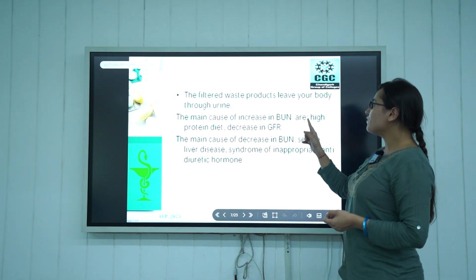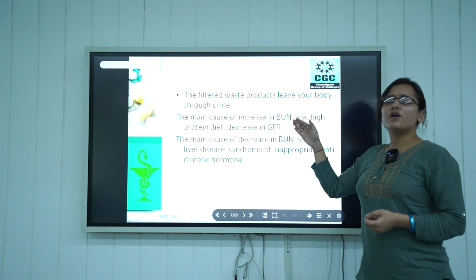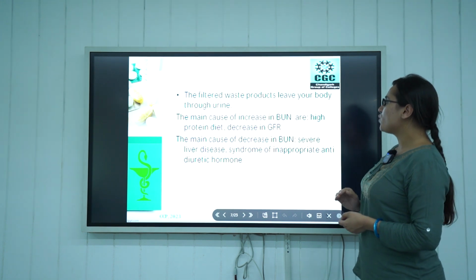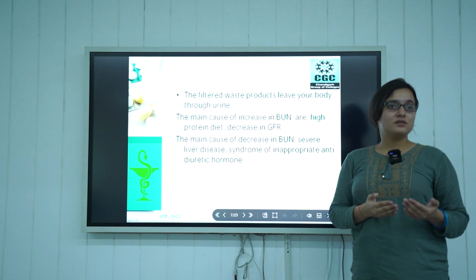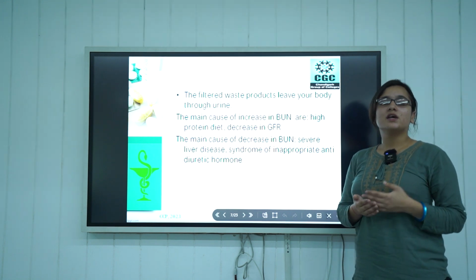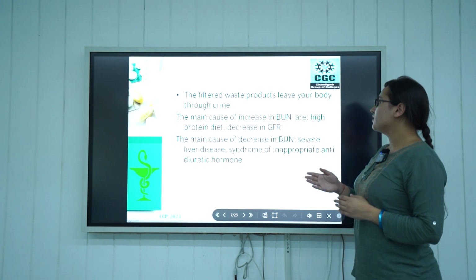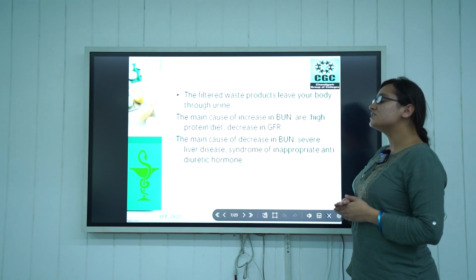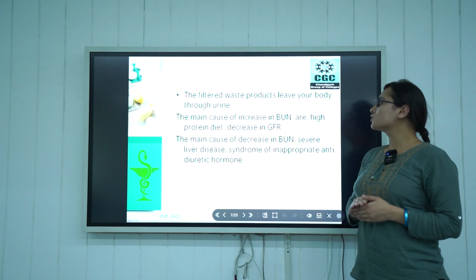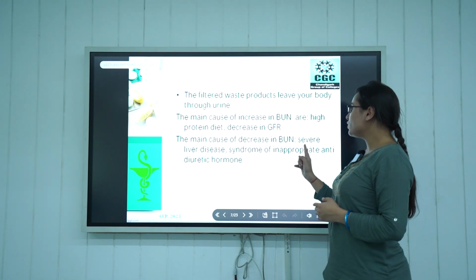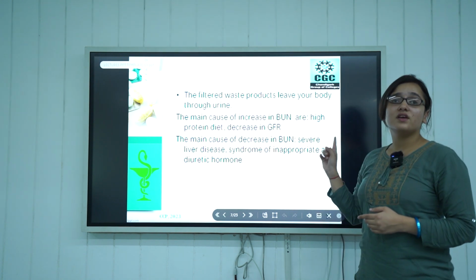Okay, BUN can be increased, or it can be decreased also, right? The main cause of increased BUN is a high protein diet, like lentils, right? Any dairy products like paneer, got it? And if there is a decrease in GFR, the BUN level can be increased. And in case of decreased BUN, there will be a severe liver disease.